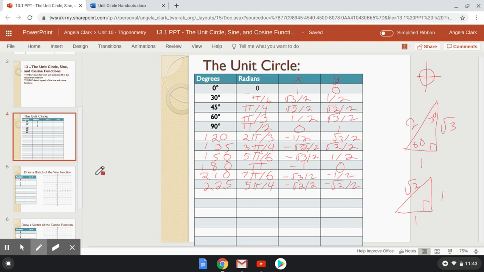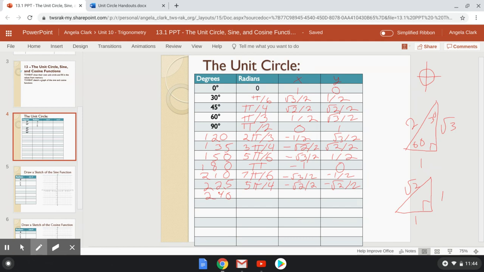All right, so let's do our 60-degree angle. So I'm going to add 60 to 180, so that's 240. I work in radians more than I work in degrees, so sometimes I forget what I'm doing in degrees.